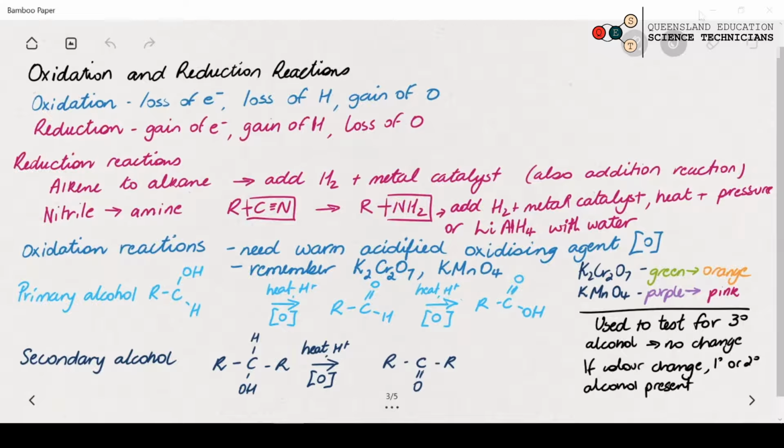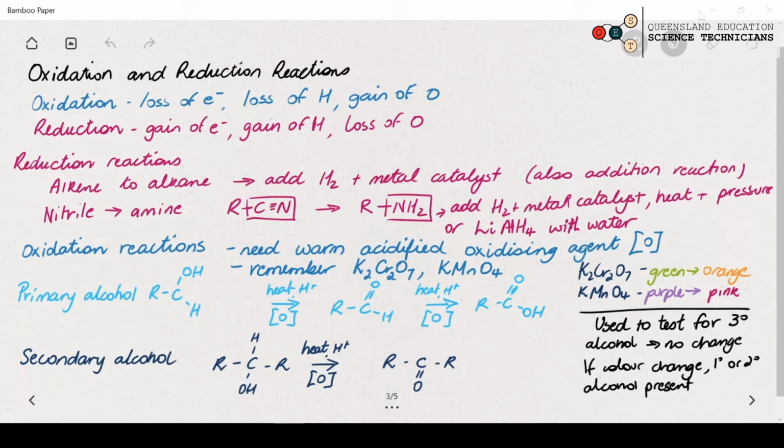So for our reduction reactions, we're adding hydrogen in. So we've already done this, it's sometimes called an addition reaction. So I can have an alkene go to an alkane by adding our hydrogen and a metal catalyst. With a nitrile, I can make it go to an amine through reduction.